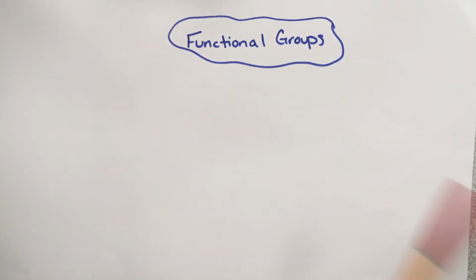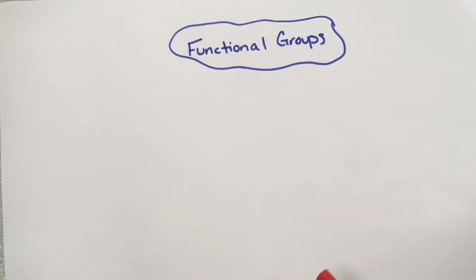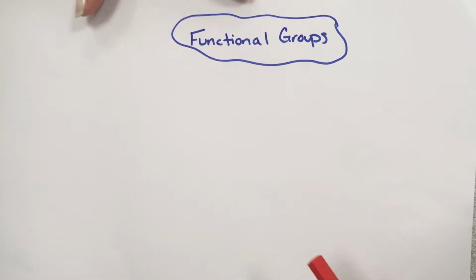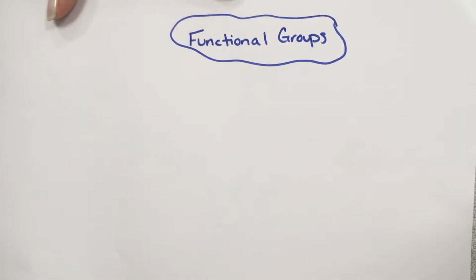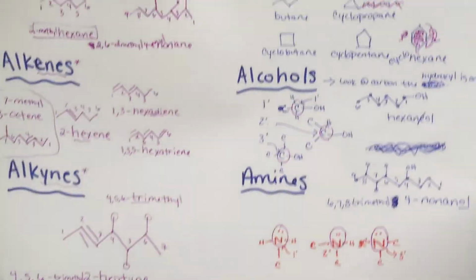So on top of the things you will have to learn how to name, you will have to learn how to recognize certain functional groups sticking off of a molecule that you won't be required to name. So, for example, we already know most of those functional groups from what we just talked about, right?